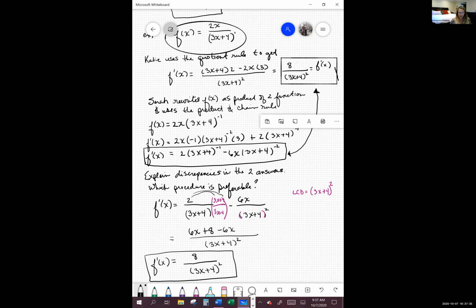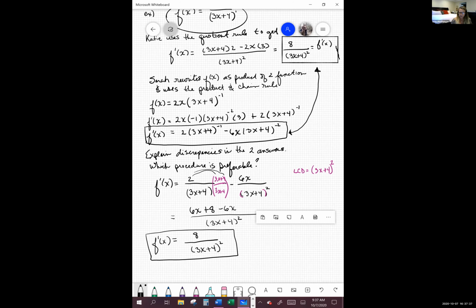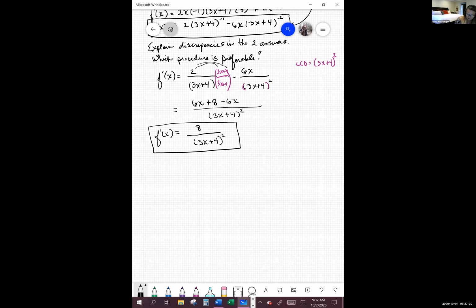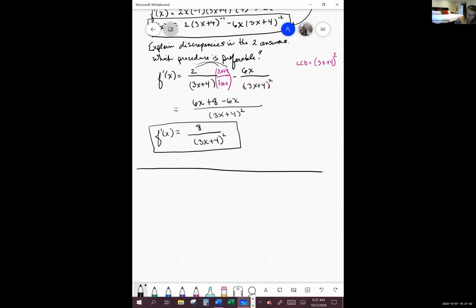A couple of things that might be helpful for you guys for next week: review rules of logarithms and exponential functions.